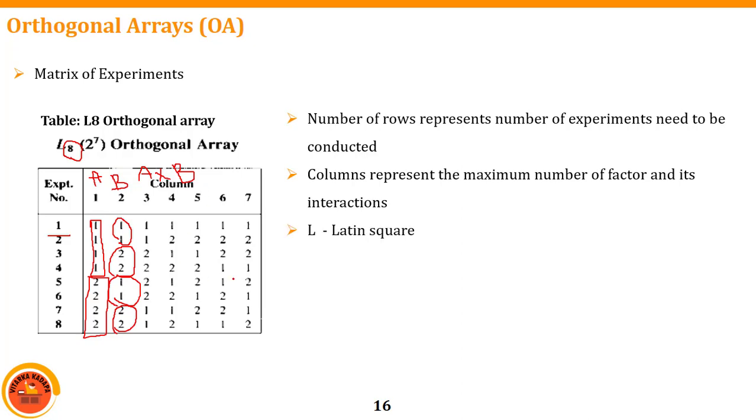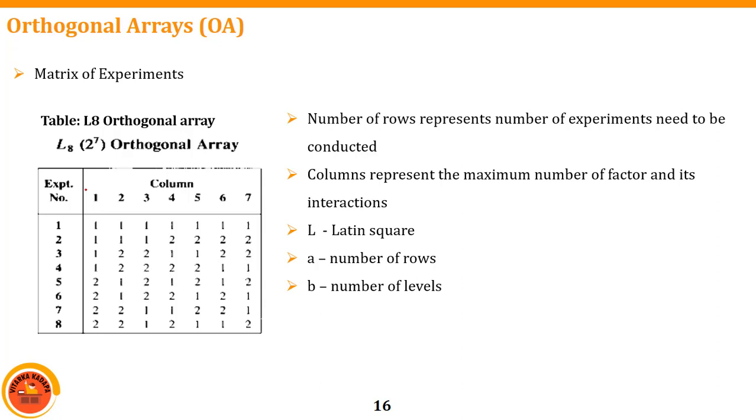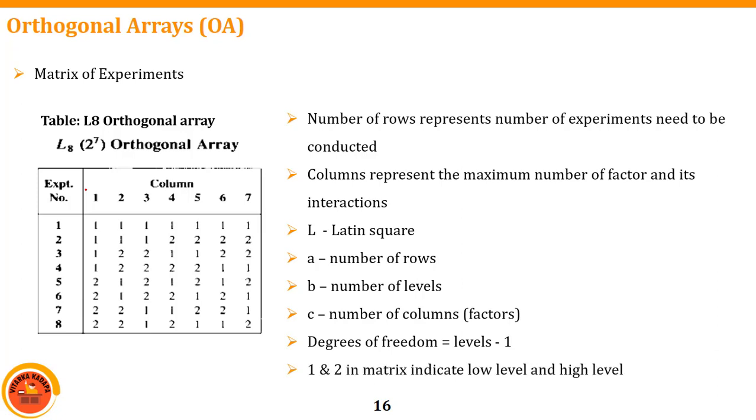And what is the meaning of L here? L is nothing but Latin square, where the first number represents the number of rows, the base represents the number of levels, and the exponent represents the number of columns, that is factors. Degrees of freedom is levels minus 1. Suppose I have 2 levels, the degrees of freedom will be 2 minus 1, that is 1. And the 1 and 2 in the matrix are nothing but low level and high level. 1 is low level, 2 is high level.